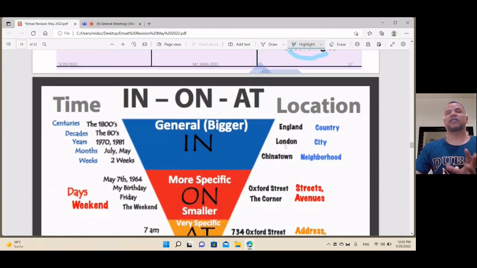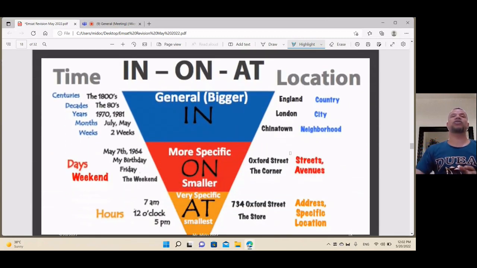What are prepositions in detail? Preposition of time, preposition of place. You use in for general ideas or bigger places or times. You say in England, in London. London is a big city. You say in the 18th century, I mean a century of 100 years. So this is a big time.